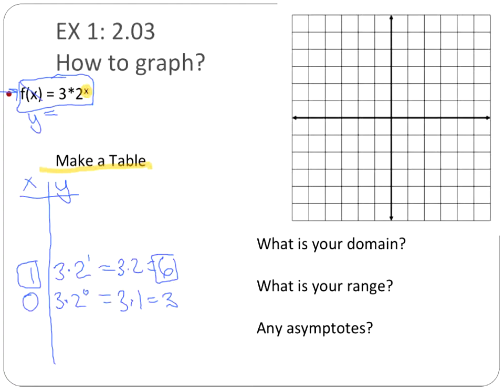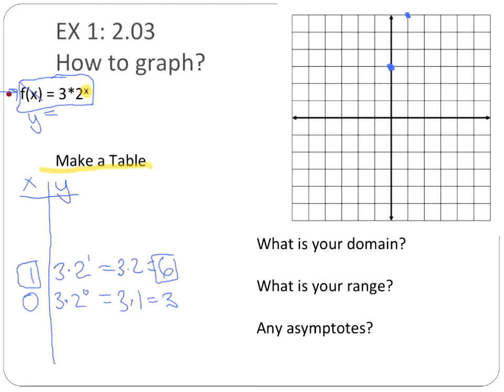So let's plug in these two numbers. These are just coordinates, correct? I have my x coordinate and my y coordinate. So plot 1, 6, and then plot 0, 3. So we already have two spots on my graph.